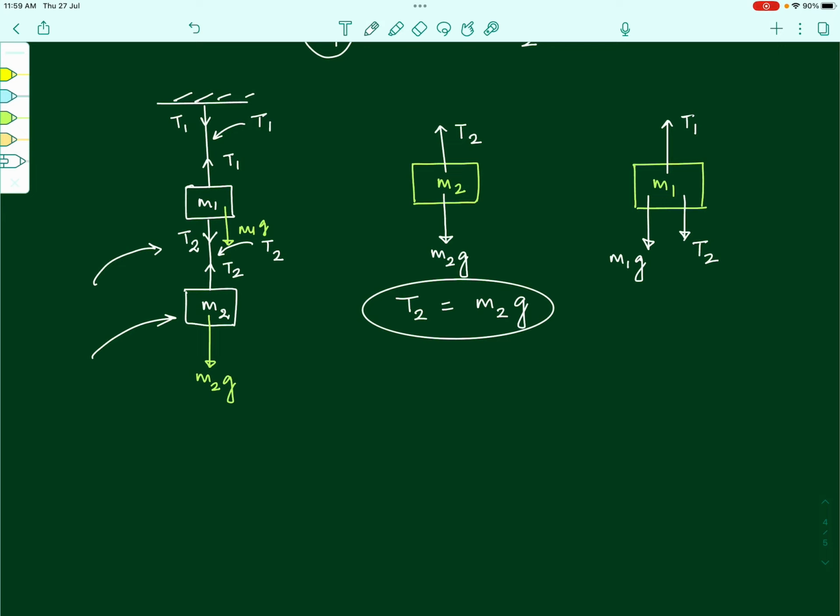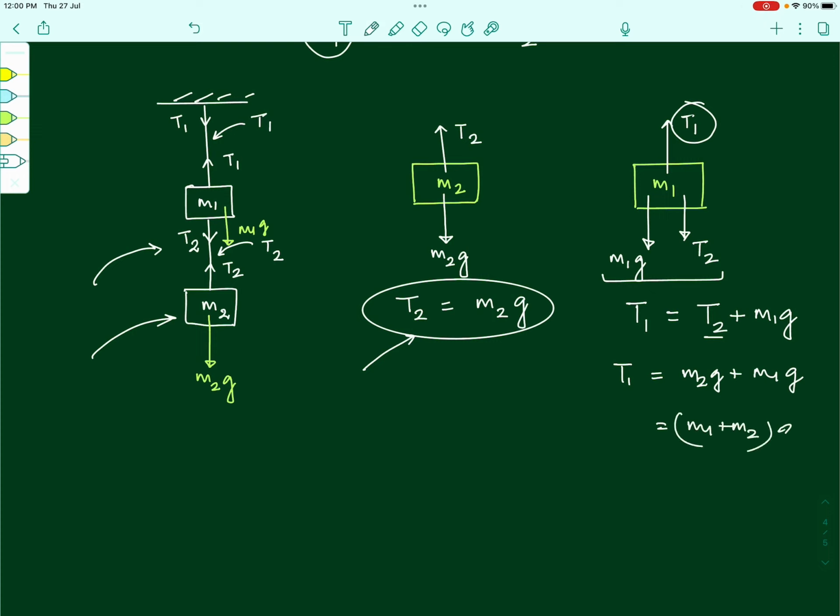And now once again, since the block M1 is at rest, not moving anywhere, we can use Newton's first law and say that the net upward force T1 should be equal to the net downward force T2 plus M1G. T2 plus M1G is the net downward force which balances the net upward force, isn't it? Now, the value of T2 is already known to us, so we can substitute it here. T1 will then become M2G plus M1G, right? So, T1 is (M1 plus M2) times G.